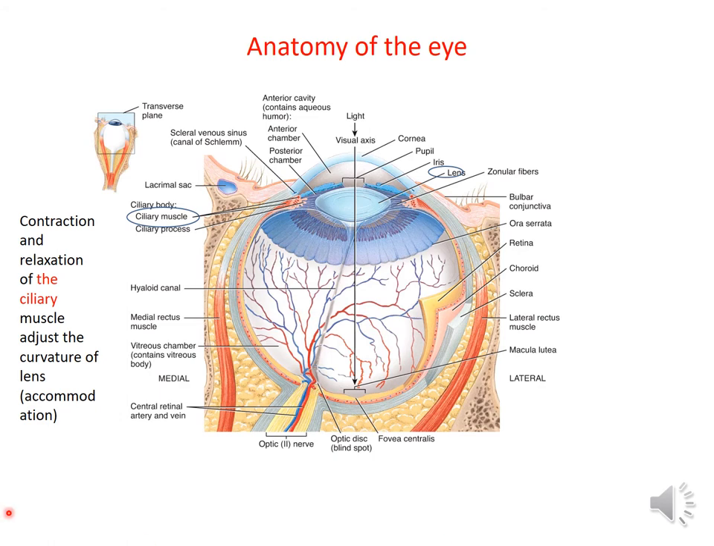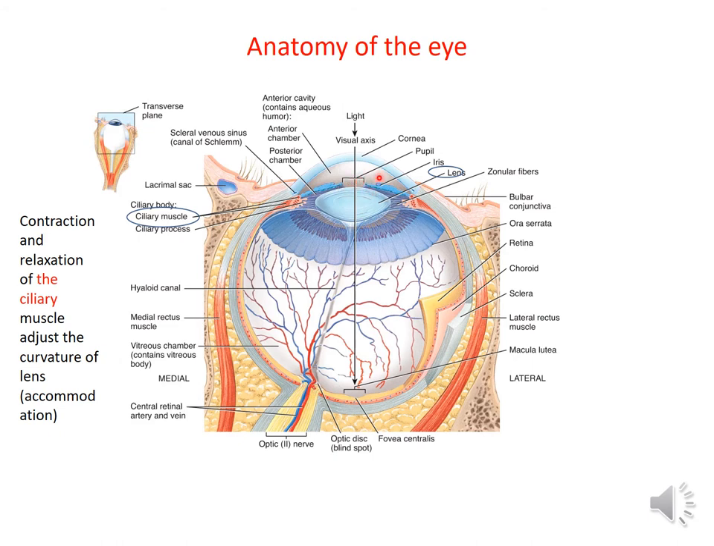This increases the convexity of the lens, and as we mentioned previously, this will produce more refraction of the light rays during near vision or during accommodation to near vision, while relaxation of the ciliary muscle produce stretching of the lens or decrease in the convexity of the lens. The iris is the last part of the middle vascular layer, containing two muscles to control the size of the pupil.